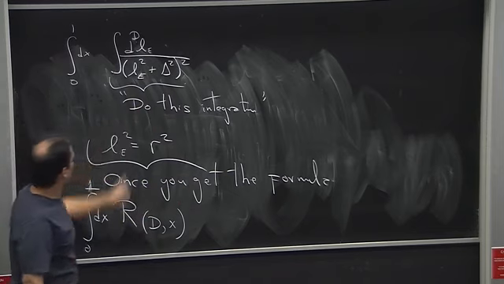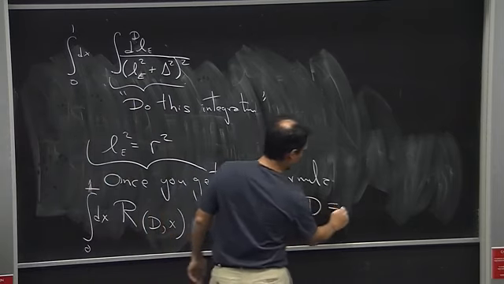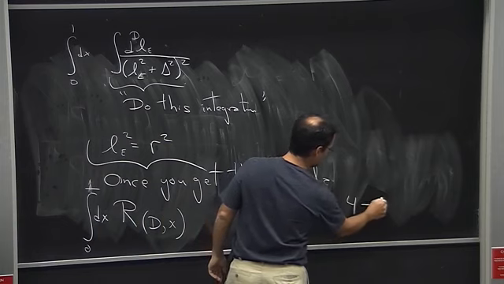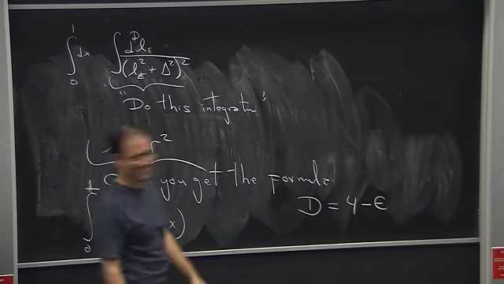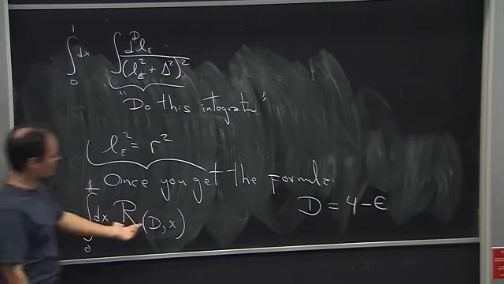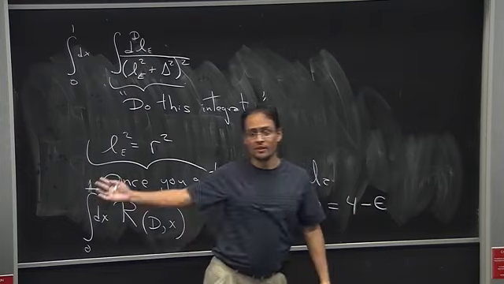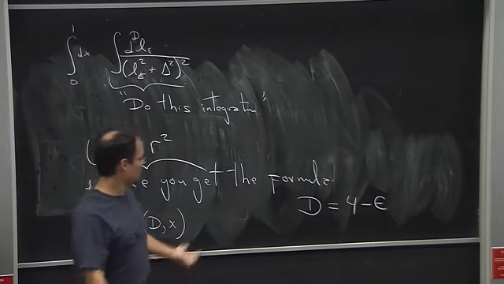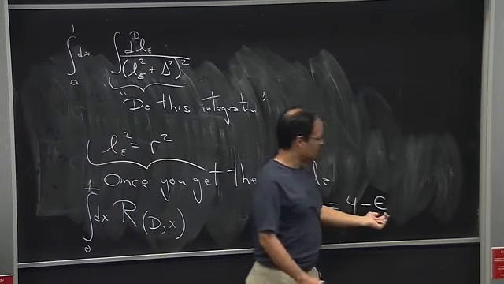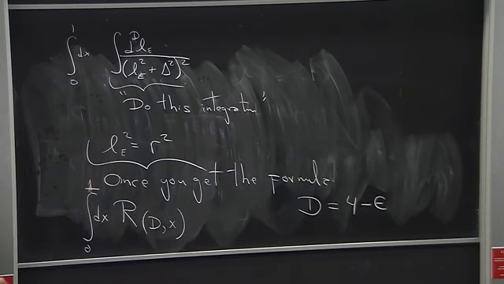So it doesn't remember that it came from there, and then why not take d to be 4 minus epsilon, a very small parameter. I mean, after all, we want to think about 4 dimensions, okay? And we know that the integral diverges in 4 dimensions. But if we go lower in dimensions, then hopefully the integral converges and makes sense.